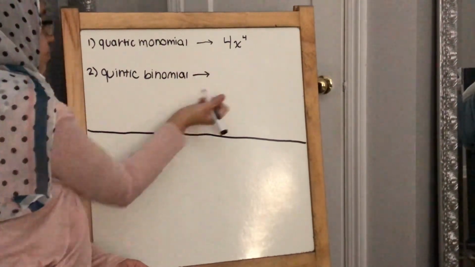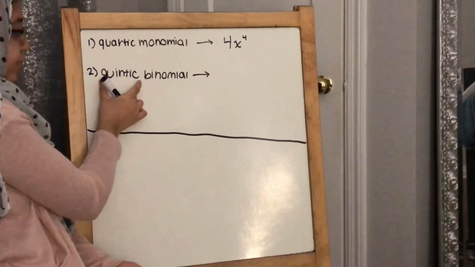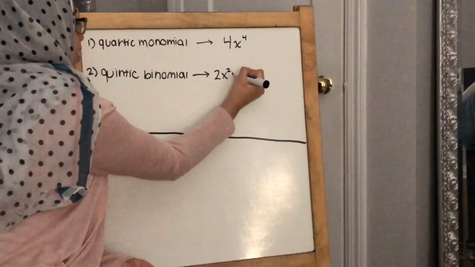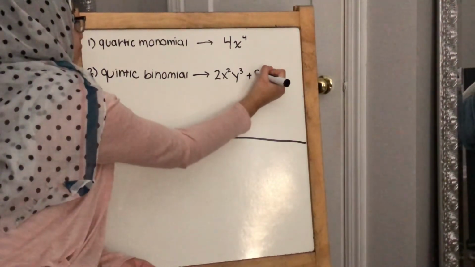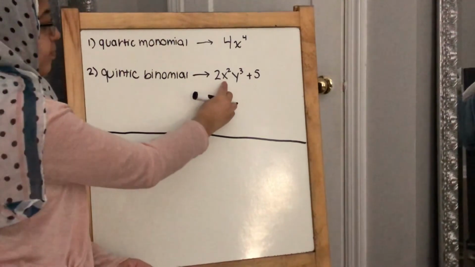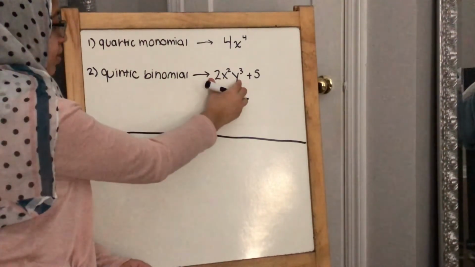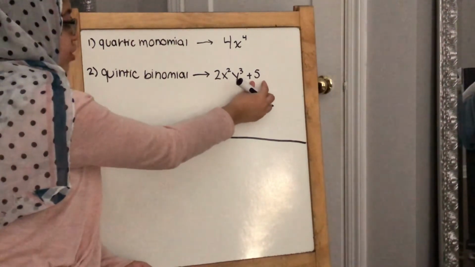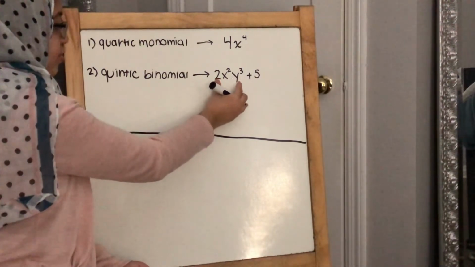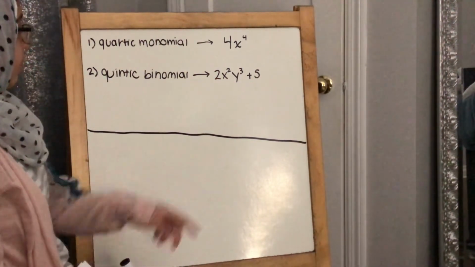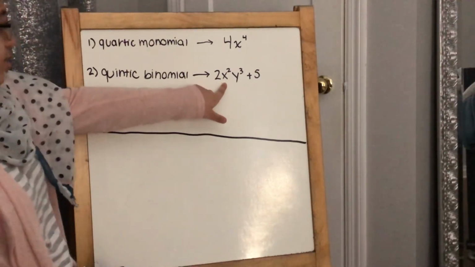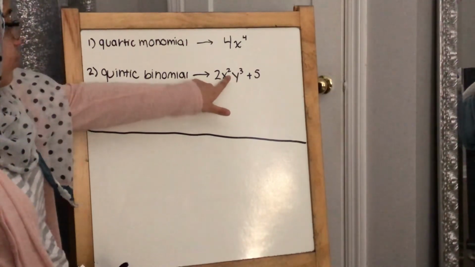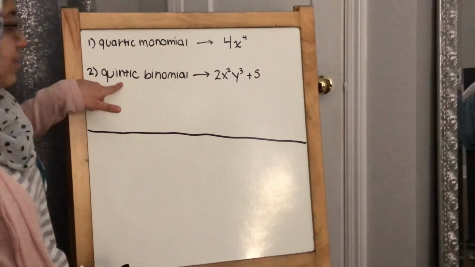This tells me that we have a degree of 5 and 2 terms. So I can give the example 2x squared y cubed plus 5. Over here, I have a degree of 5 because the maximum number of variables appearing as factors in any one of these chunks or monomials is 5: x times x times y times y times y. 2 plus 3 gives us 5, giving us our quintic degree.